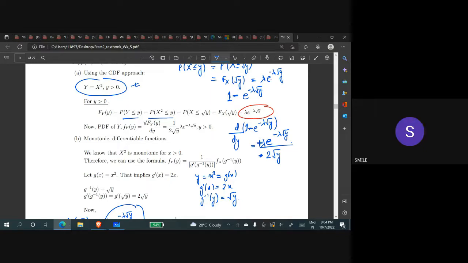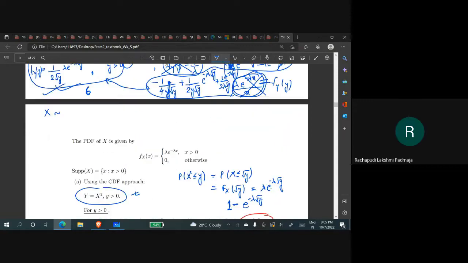Ma'am, there is lambda root y. No, lambda is not there. You had to differentiate this 1 minus e to the power minus. Yes, right. Okay, so this is the answer you got using both the approaches.